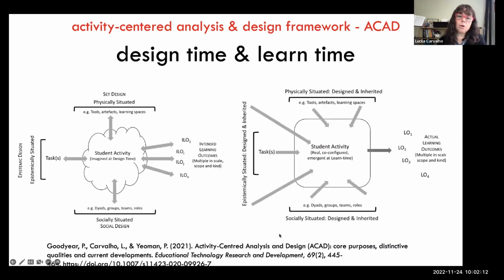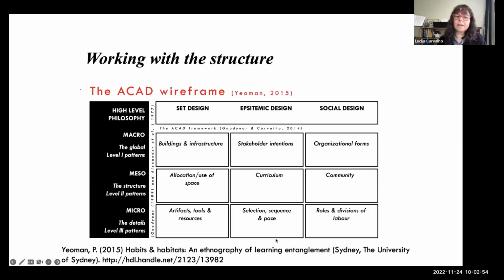And then more recently, we were differentiating between these two moments, the design moment and the learning moment. So when you are designing, you are projecting, thinking about or imagining what your students will be doing in the future. And that's when you are making your choices for the tools and the tasks and the social arrangements for your students. And then at learn time, the activity is real, co-configured, and emergent, and the elements of design are inherited because they are choices that you have made beforehand, right?